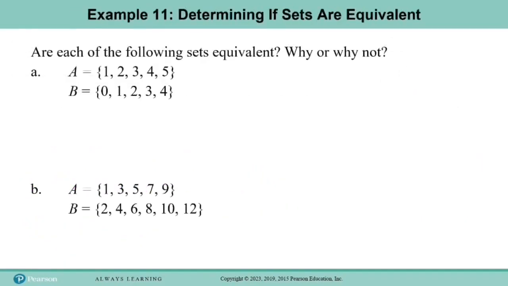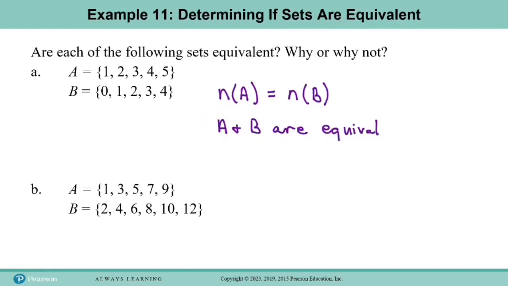And so here we have example 11, and it says, are each of the following sets equivalent? Why or why not? Okay, in part A, set A contains the elements 1, 2, 3, 4, 5. Set B contains the elements 0, 1, 2, 3, 4. Now both sets have a cardinality of 5, so we can say that the cardinality of set A equals the cardinality of set B, and since they both have the same number of elements, they are equivalent.